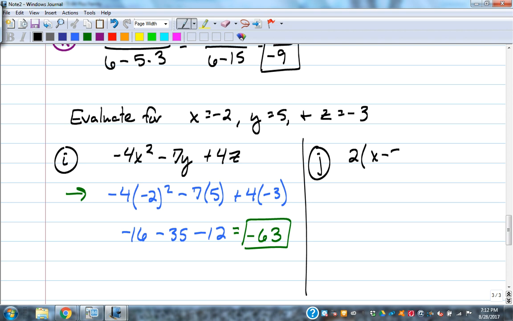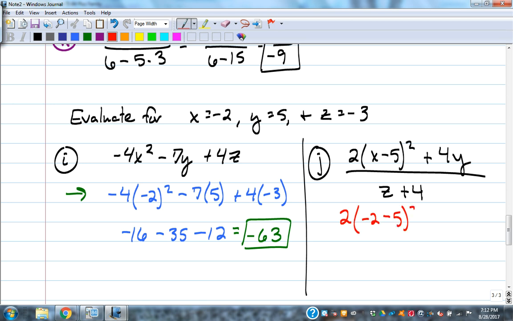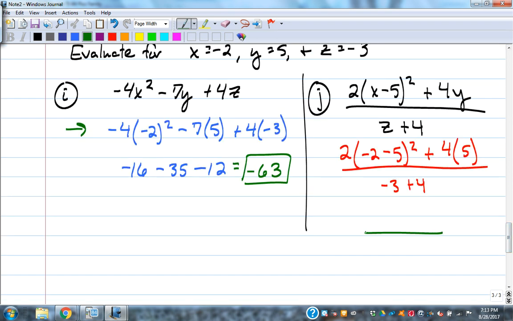2 parentheses x minus 5 squared plus 4y over z plus 4. A little bit more complicated looking problem, but as far as difficulty, it's not any different. It's just put it together, plug in the stuff and work it out. So 2, and then the x is -2, so -2 minus 5 squared plus 4 times 5, and then -3 plus 4. Well, that works out nice on the bottom because -3 plus 4 is 1, so I'm dividing by 1, so technically I'm not even dividing by anything.